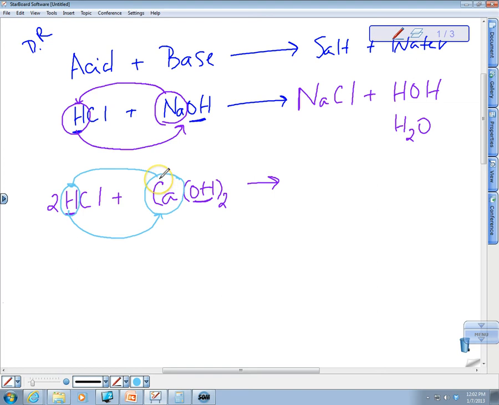So this calcium ion is going to come over here and it's going to take the place of that hydrogen. So now I'm going to have calcium chloride, and the hydrogen is going to come over here and take the place of the calcium. So I'm going to have HOH. To have a balanced equation, I'm going to need two of them. Right? So here's my salt, and here's my water.